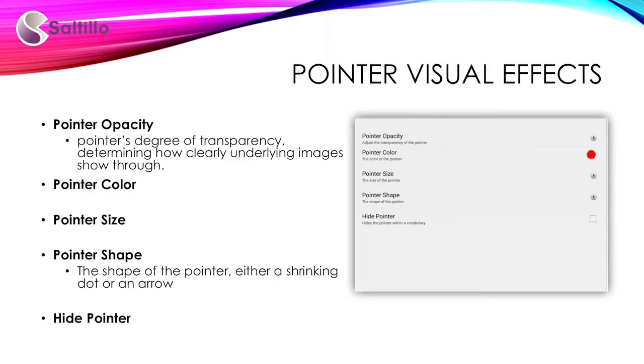Pointer shape. There are two options for the shape of the pointer. One is a shrinking dot and the other is an arrow, much like a cursor. Most people prefer the shrinking dot, and it is more commonly used in the field while in communication software. If the individual is using other applications on the Chat Fusion, they might want to use the arrow or cursor instead.